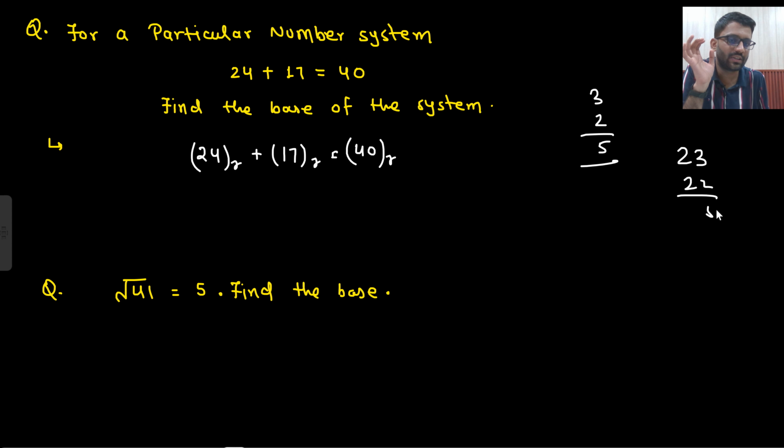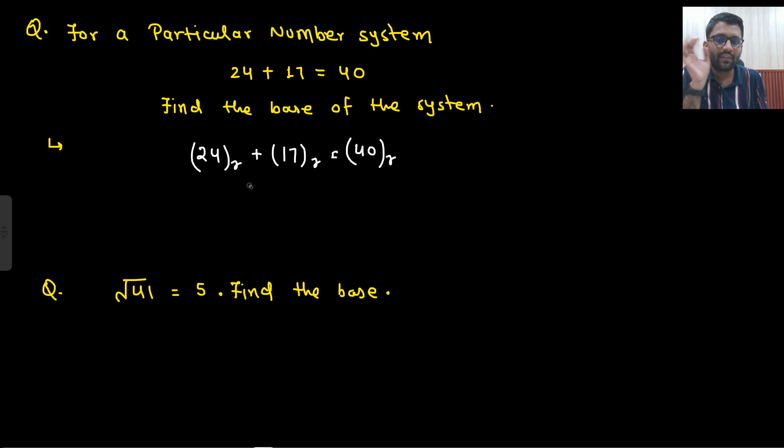23 plus 22 is 45. This I know. So what I will do, I will convert this number into decimal. How can I convert this number into decimal? What will be 24 in decimal? 4 into r to the power 0 plus 2 into r to the power 1.